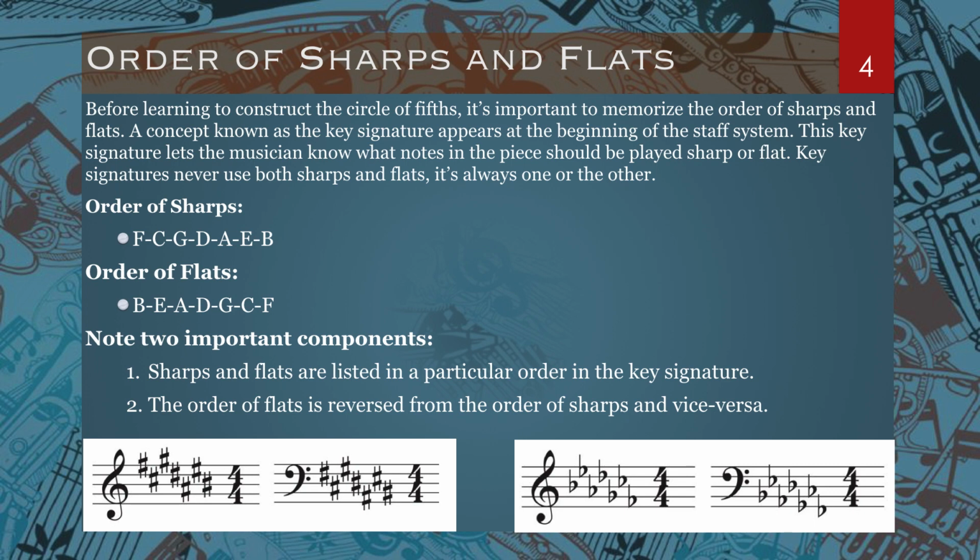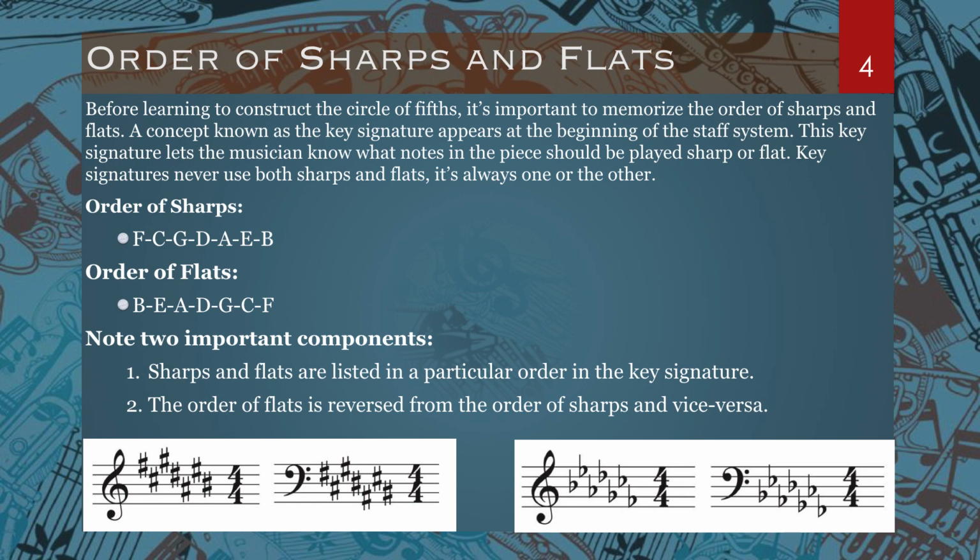Now, before we get into talking about how to construct the circle of fifths, it's important to memorize the order of sharps and flats. A concept known as a key signature appears at the beginning of the staff system. A key signature lets the musician know what notes in the piece should be played sharp or flat. Key signatures never use both sharps and flats. It's always one or the other. So you're not going to see a key signature that has 3 sharps and 2 flats. That just doesn't occur.